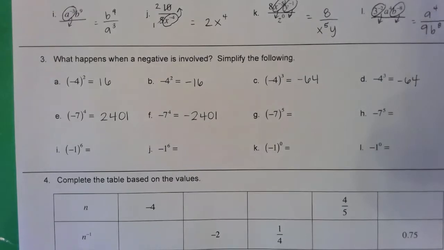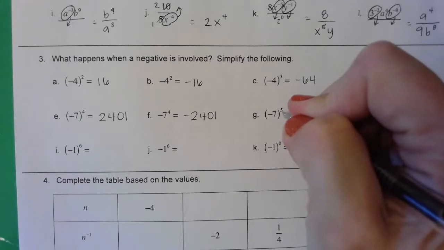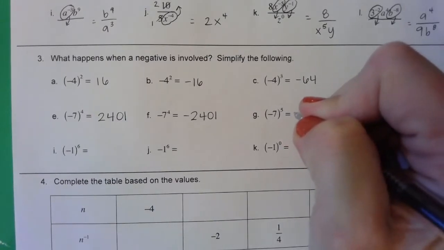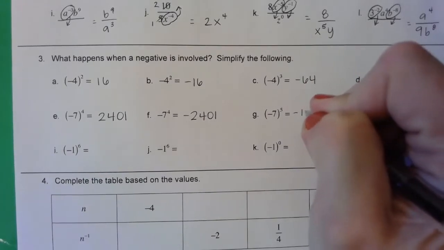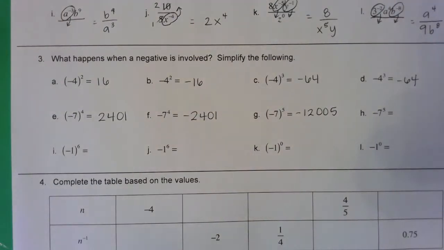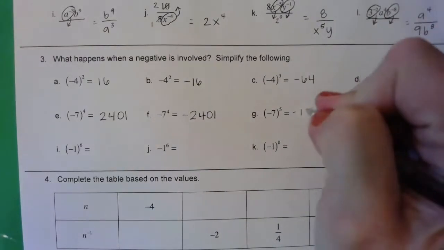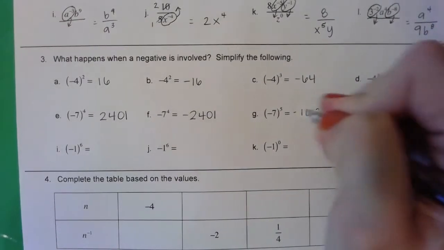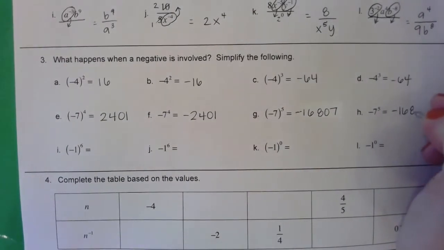And then if we do that big number up to the 5th power, there's an odd number. So positive, negative, positive, negative, positive, negative, positive. There we go. So this one's going to be negative 12,005. Let me just check the multiplication on that. Times 7. Just kidding, I multiplied that wrong. It's negative, but it's 16,807. That's what you get when you do it to the 5th power. And then on this one, it's also negative 16,807.